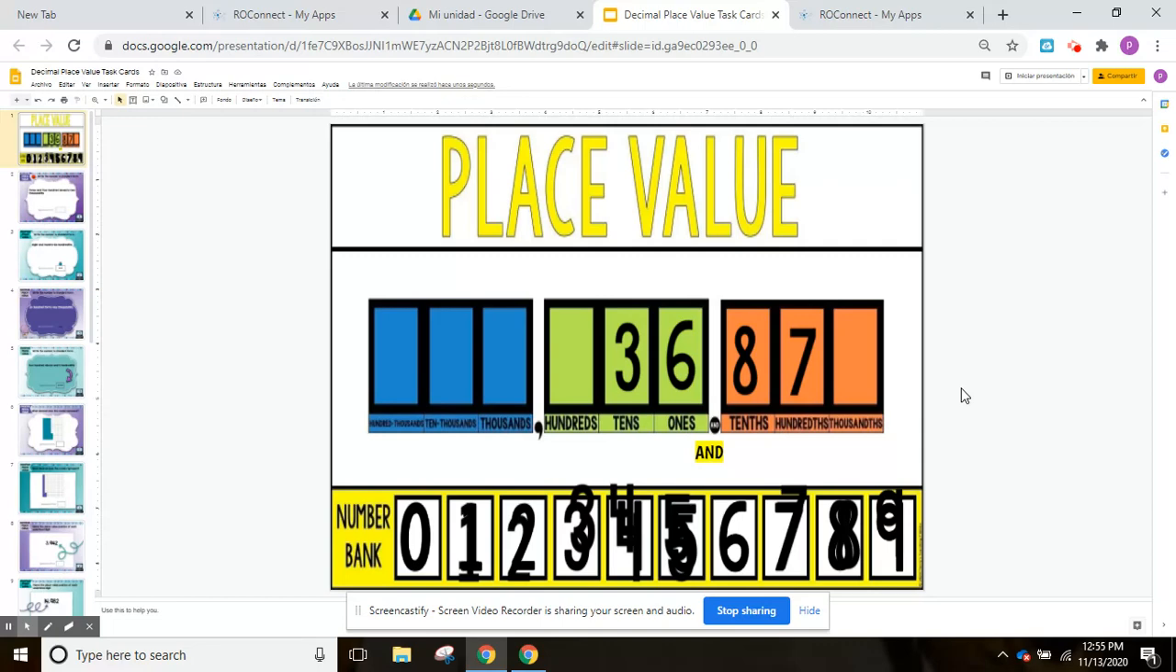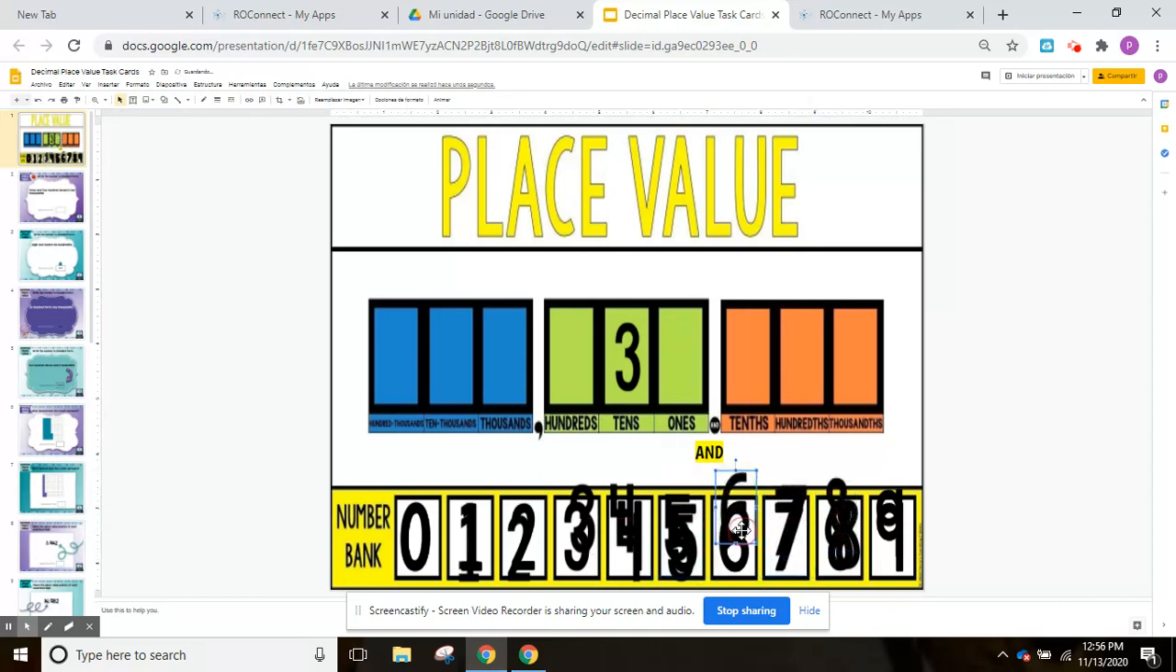And if you're having troubles, remember, the numbers in the green, the tens and ones, you're going to read that as you would a whole number. So we know that a 3 and a 6, that's a 36. And every time we see a decimal, we say and. So right now we have 36 and 87 hundredths. 36 and 87 hundredths.